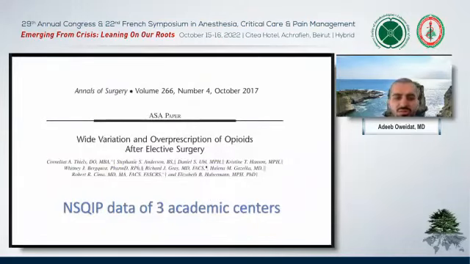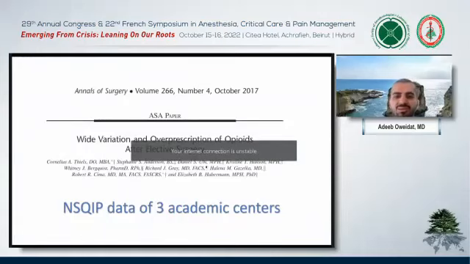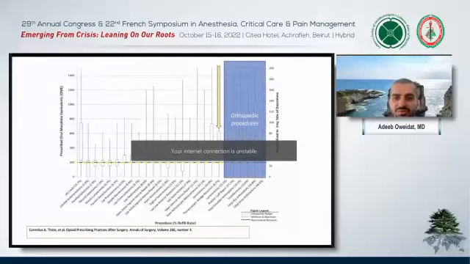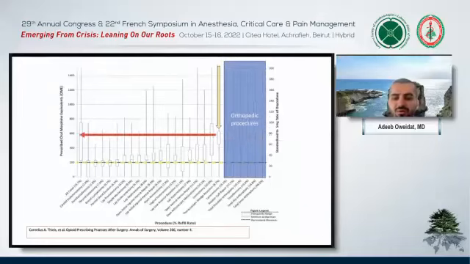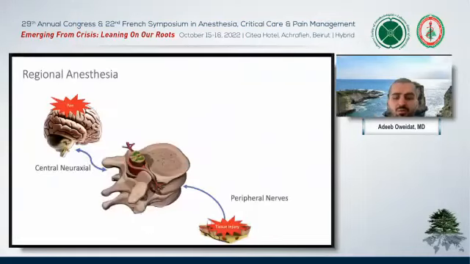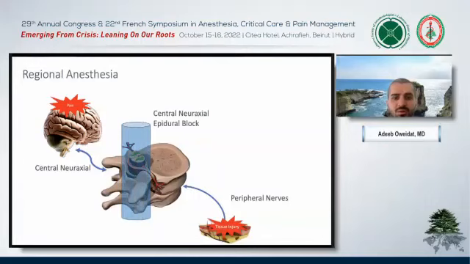If you look at the National Surgical Quality Improvement Program data for three academic centers in 2017, you will see that orthopedic surgery is at the top of the list. If you look very closely, you will see that thoracoscopic lobe resection is three times the upper normal of overprescribed opioids. When discussing pain pathways, usually we have a tissue injury, and then this pain sensation is transmitted through the peripheral nerves, and then goes to the central neuraxis and then to the brain, and you will perceive pain. So the options that we have are to do an epidural or paravertebral, so-called central neuraxial block, or we can do a peripheral nerve block or fascial plane blocks.